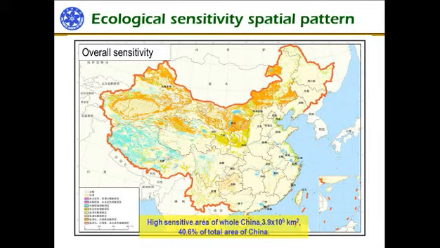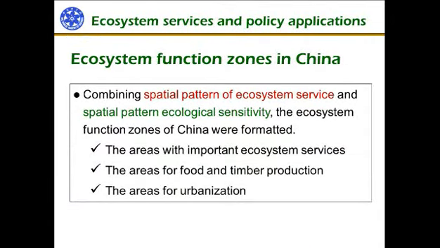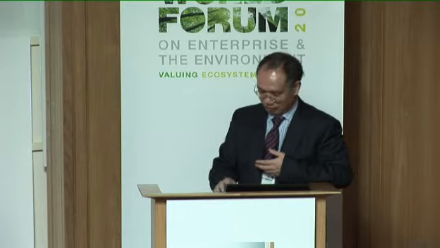And put them together, about 40% of the total land has some ecological problem. But the ecosystem spatial pattern and the ecological spatial pattern sometimes overlap together. They overlap, not just separately, sometimes. How to handle them? We combine the spatial pattern of ecosystem services and the spatial pattern of ecological sensitivity. We formed the ecosystem function zones of China: the area with important ecosystem services, the area with food and timber production, and the area for urbanization.